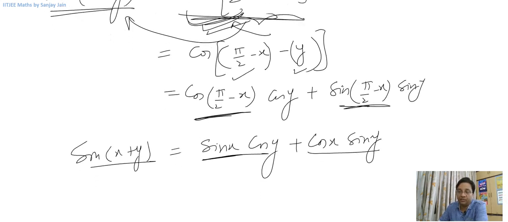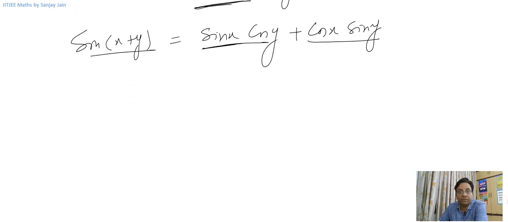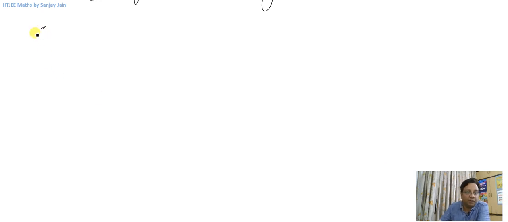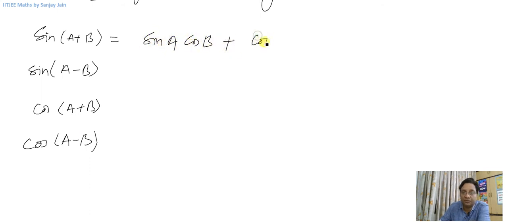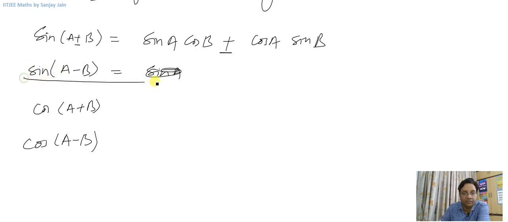Anyhow, you can use the way that is given in your book or whatever I have taught you. So you have to memorize these four formulas, that is sin a plus b, sin a minus b, cos a plus b, cos a minus b. This was sin a cos b plus cos a sin b. Let me write these collectively. So when it is minus, you will have minus here. There is nothing else that you have to memorize here.